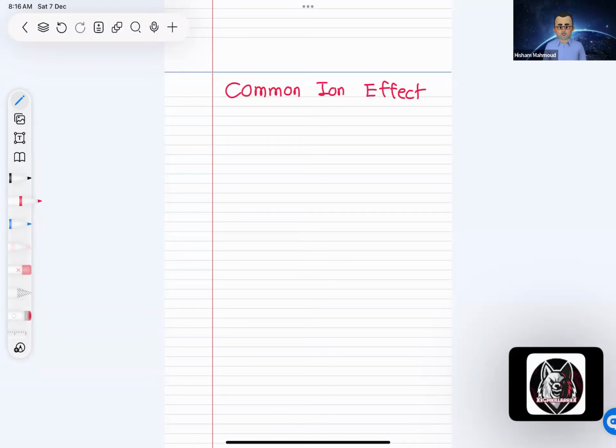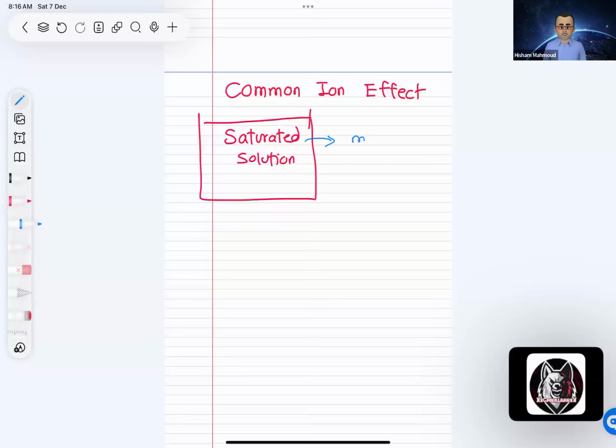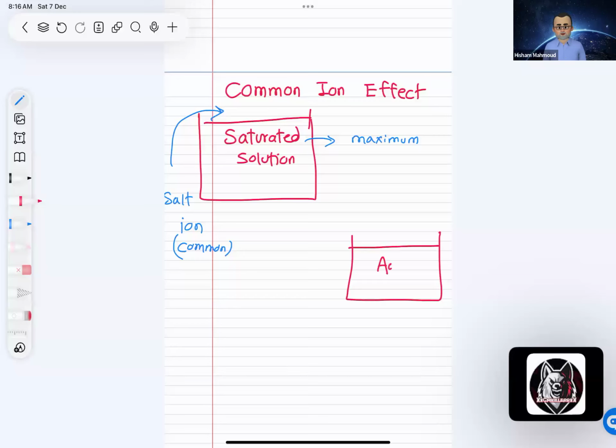I have a saturated solution. I have one beaker which contains a certain salt, and it's already saturated, so it has the maximum amount. You cannot have any other amount dissolved in it. And you add another salt to it, and this salt contains an ion which is common between the new one and the old one. So I have a saturated solution here made of silver chloride.